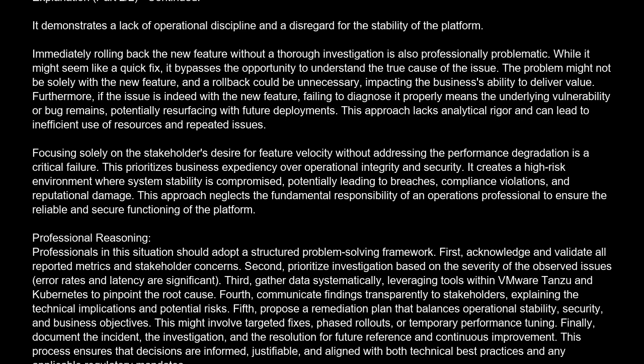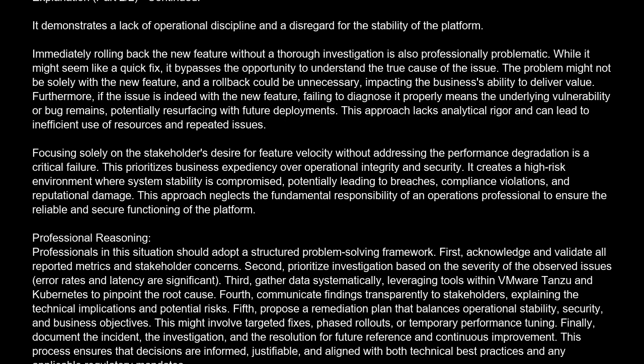Professional reasoning. Professionals in this situation should adopt a structured problem-solving framework. First, acknowledge and validate all reported metrics and stakeholder concerns. Second, prioritize investigation based on the severity of the observed issues. Error rates and latency are significant. Third, gather data systematically, leveraging tools within VMware, Tanzu, and Kubernetes to pinpoint the root cause. Fourth, communicate findings transparently to stakeholders, explaining the technical implications and potential risks.